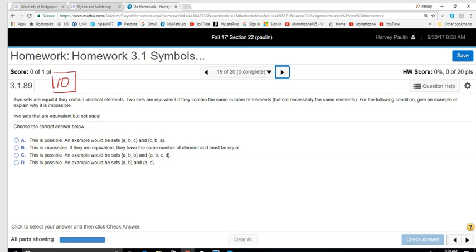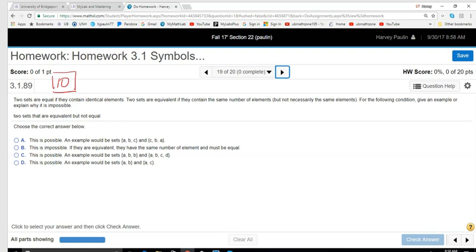Two sets are equal if they contain identical elements. Two sets are equivalent if they contain the same number of elements, not necessarily the same elements. In the following condition, give an example to explain why it is possible. Two sets are equivalent but not equal. Well, here you have A, B, C. A, B, C. Order is not important, so these would be equal.